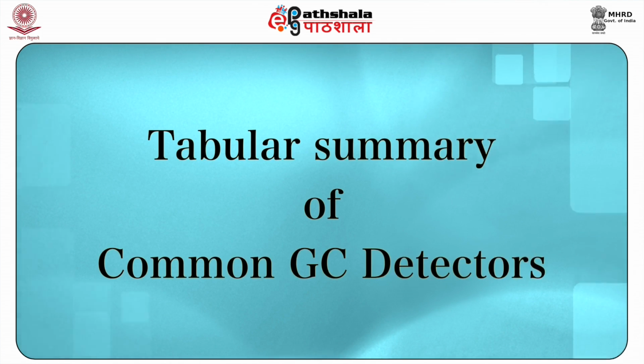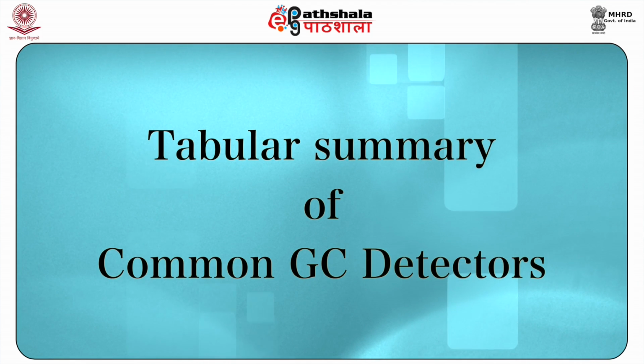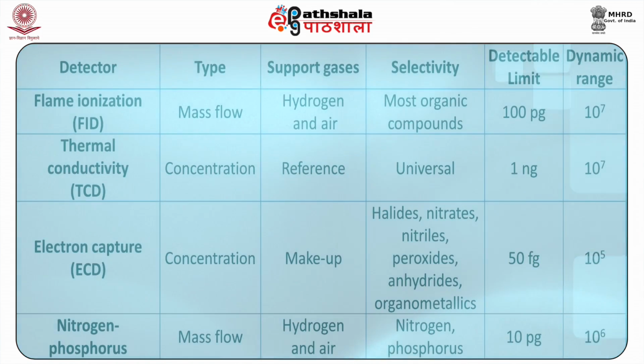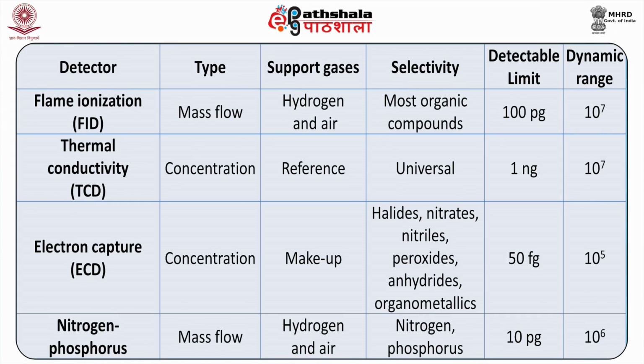Now let us have a look at this tabular summary of common GC detectors. Detector, type, support gases, selectivity, detectable limit and dynamic range. First is flame ionization detector, that is FID. Type is mass flow, support gases are hydrogen and air, and selectivity is most organic compounds. Detectable limit is 100 picograms and dynamic range is 10 raised to power 7.